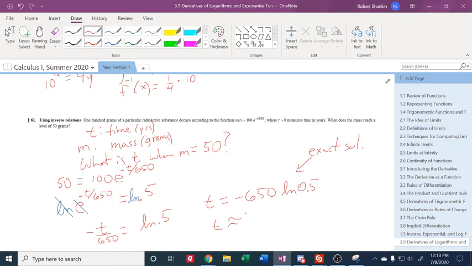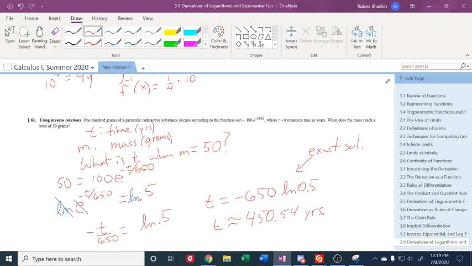And I get 450.54 years. So it takes about that much time for that to happen. So I guess I knew how to do this, but I got confused when it said M of T. Okay. That notation can be confusing.